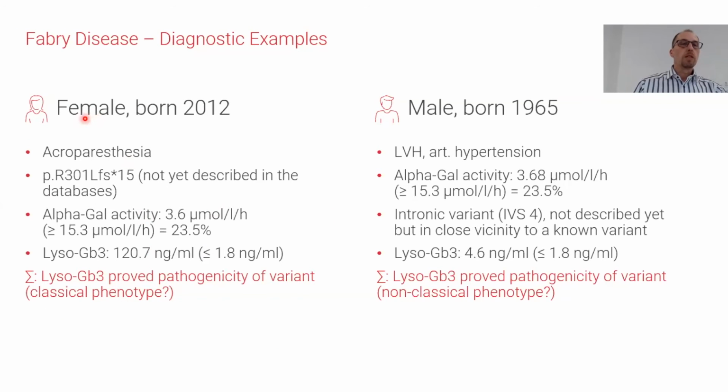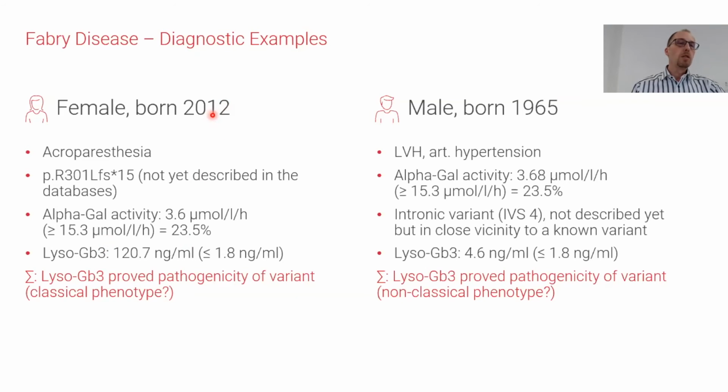Next example, a female born 2012, diagnosed for acroparesthesias. A new variant, not yet described in the database. Here we also measured alpha-gal activity in the female, diminished to 23.5%, and really highly elevated lyso-Gb3. So lyso-Gb3 proved the pathogenicity of the variant, and with such a value for lyso-Gb3, you really have to discuss the option of a classical phenotype in that female, because it's important.